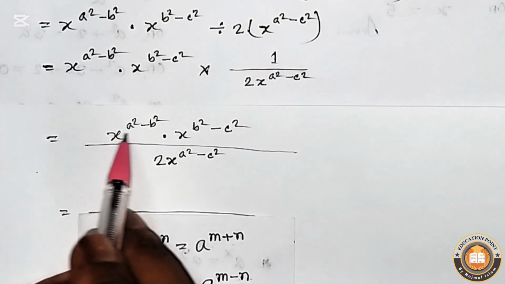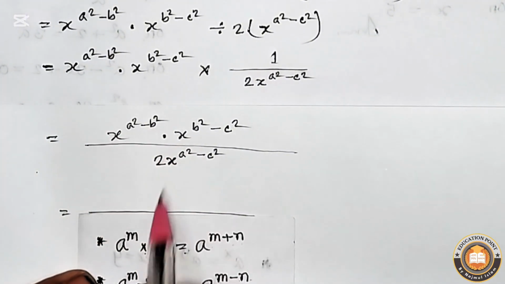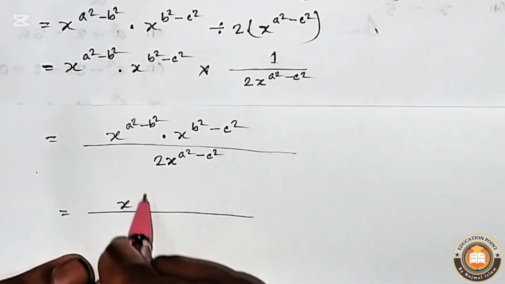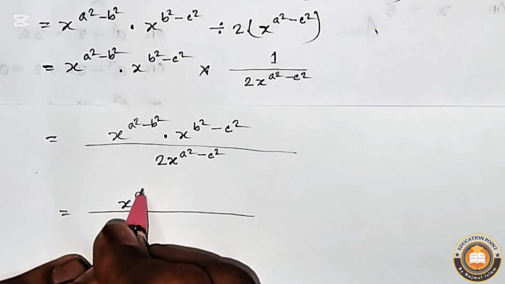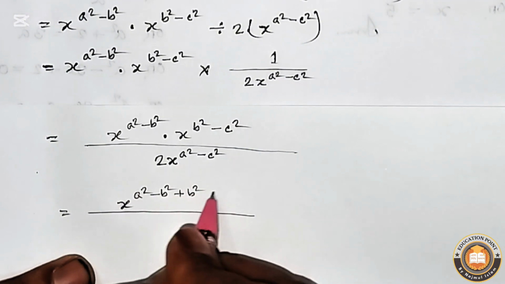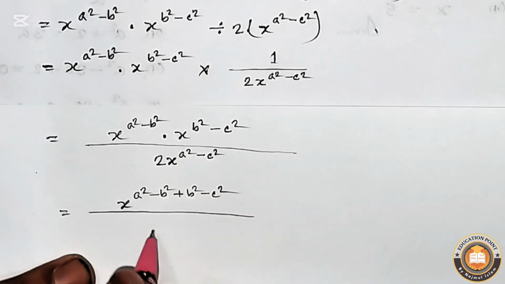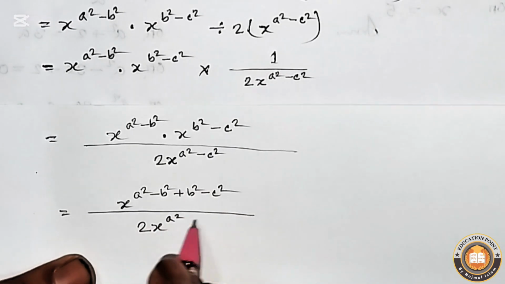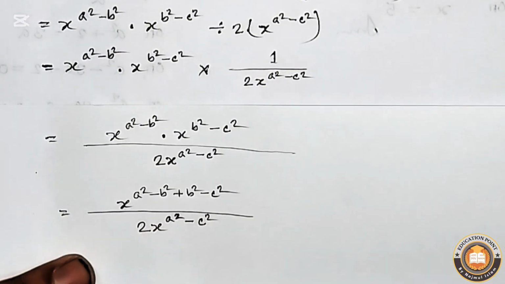Equal here we apply the formula a power m into a power n equal a power m plus n. Here similar base x, so their power will be added: a square minus b square plus b square minus c square divided by 2 into x to the power a square minus c square.